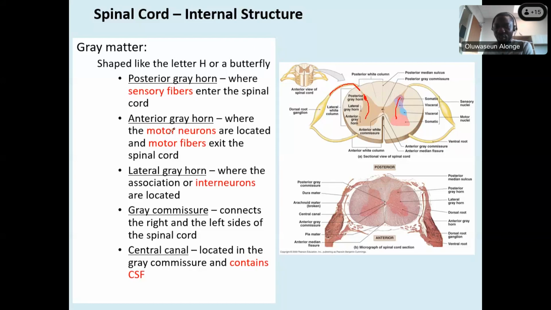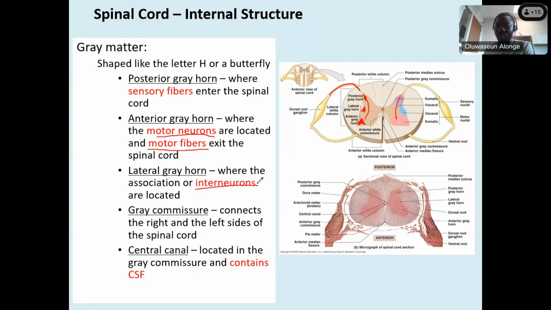Now the anterior gray horn is where motor neurons are located. And so that means motor fibers will exit the spinal cord through the anterior. So this area is where you have the anterior gray horn, and that is where the motor information is going to leave the spinal cord. Now, the lateral gray horn is this area here. And what happens here is that integration will happen here. And what kind of neurons do integration?